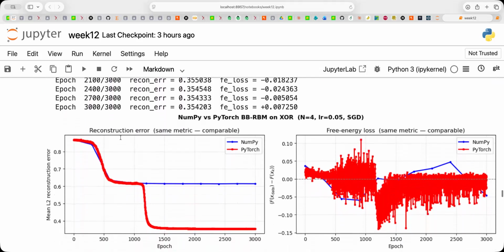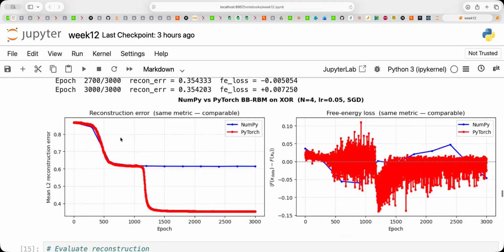And then if I take the comparison, you will see typically that in my numerical Python implementation, plain brute force, it actually stabilizes the reconstruction error. This is the mean L2 reconstruction error. Whereas with PyTorch, it seems to be going down a little bit more. So I'm actually making a better prediction.